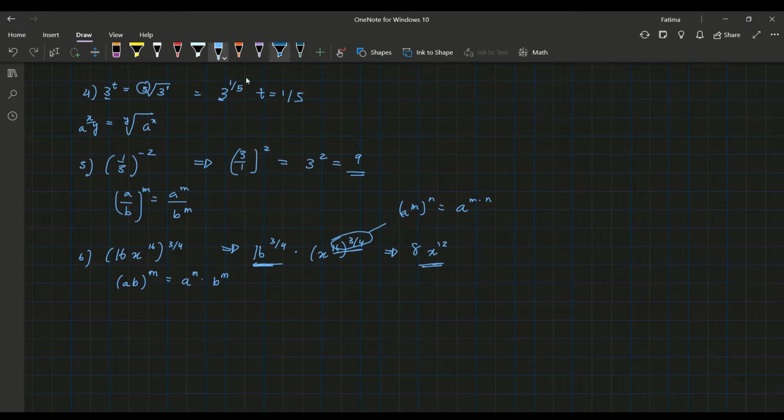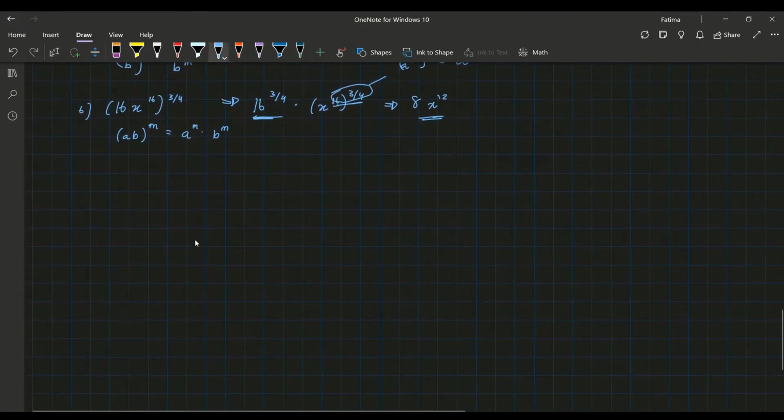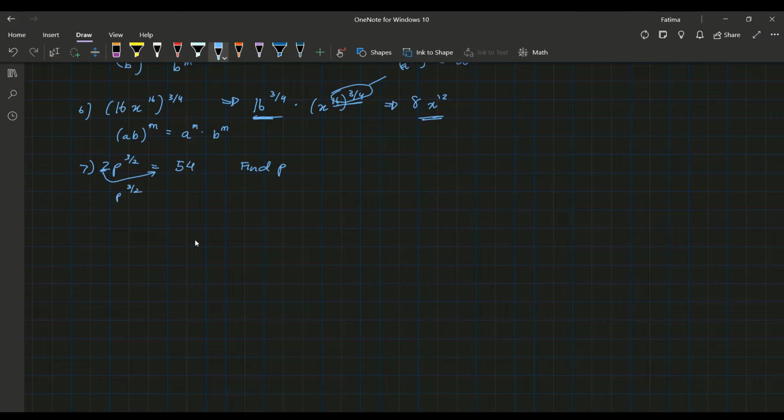Now we have our next example question that I suggest working out on your own. It's 2p raised to the power 3 by 2 is equal to 54, and we have to find p. So first you should solve it with basic algebra. Over here on the left hand side, 2 is being multiplied by p. So when you move it to the right hand side, it would be division. So essentially it would be p to the power 3 by 2 is equal to 54 divided by 2. So p to the power 3 by 2 is equal to 27.